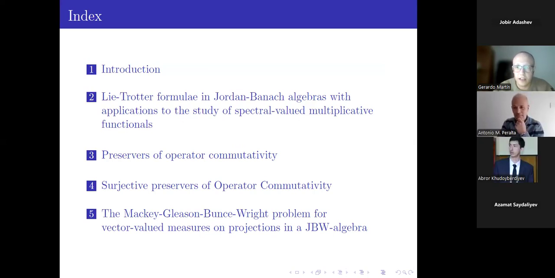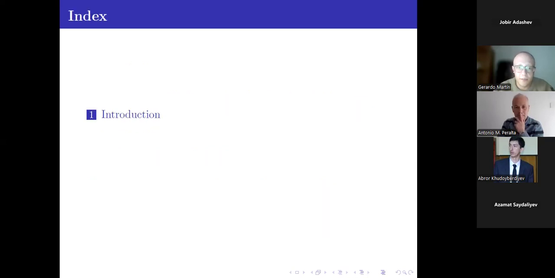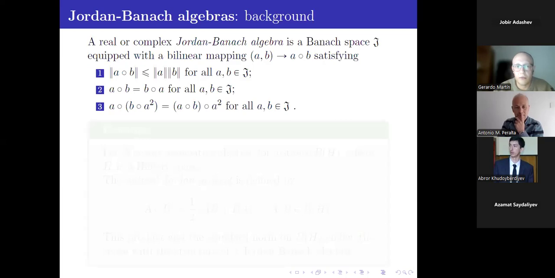And let's start first by making a brief review about Jordan algebras. We know that a Jordan algebra is a real or a complex Banach space equipped with a bilinear mapping, where this is the notation for the Jordan product, that satisfies the following properties. This property is related with the norm, and these two properties: this one says the Jordan product is always commutative, and the second one, which is called the Jordan identity, is related with the algebra of the space.